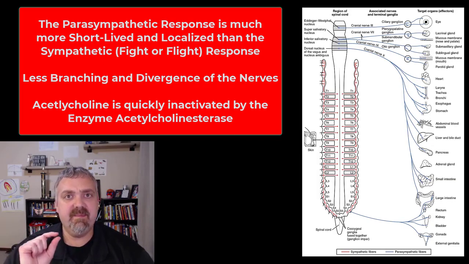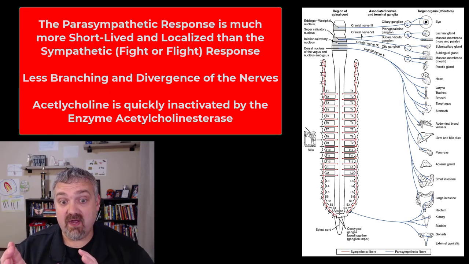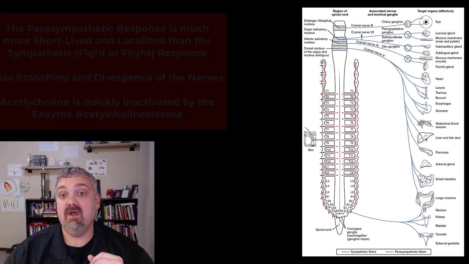So the response of the parasympathetic system is going to be very short-lived. The neurotransmitters are going to be released locally and they're going to be broken down or reabsorbed really, really quickly. So the responses are localized for reasons we've talked about, and they're only going to last for a few seconds. Whereas the sympathetic system is diffuse and the response lasts a lot longer.